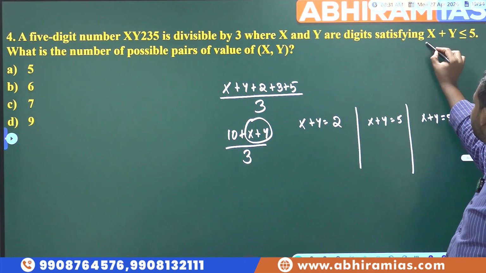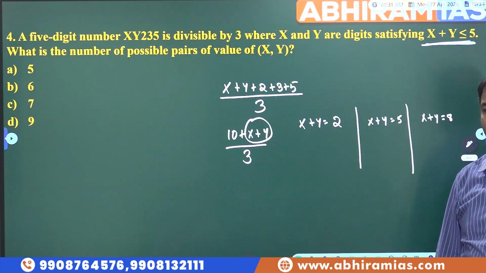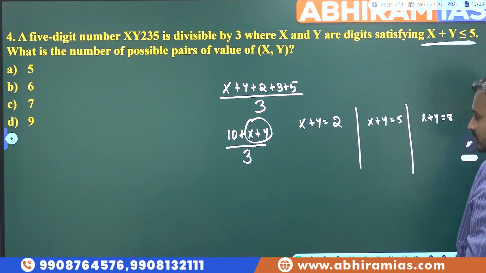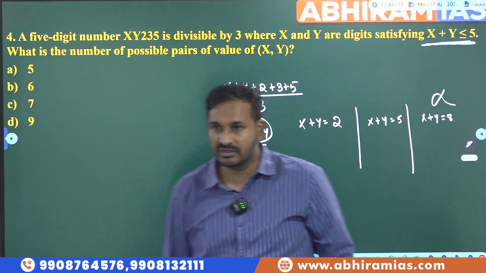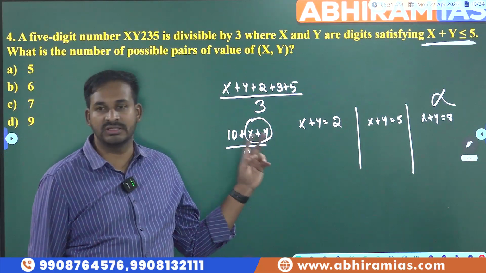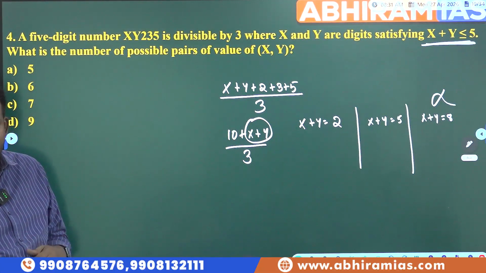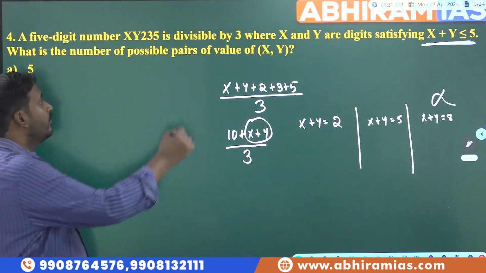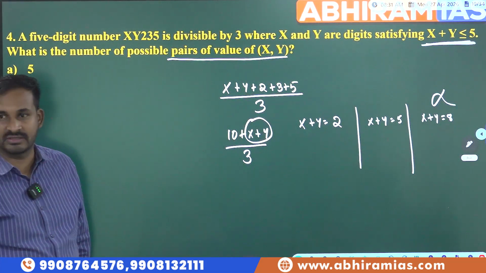But in the question they gave us one condition. What is it? x plus y should be less than or equal to 5. So from here onwards these values we are not going to consider. So here we have only two choices for x plus y. But what is our question? Read the question carefully. Possible pairs of x comma y. We want possible pairs of x comma y.